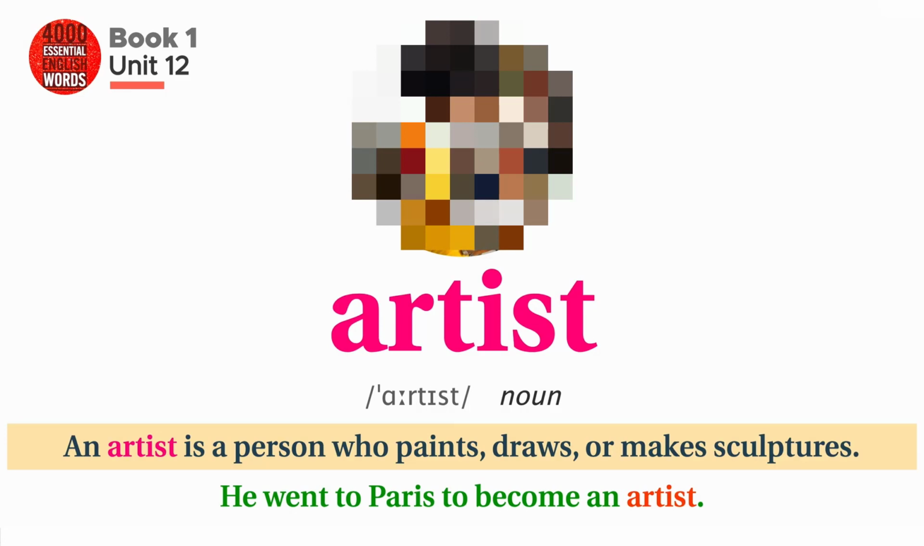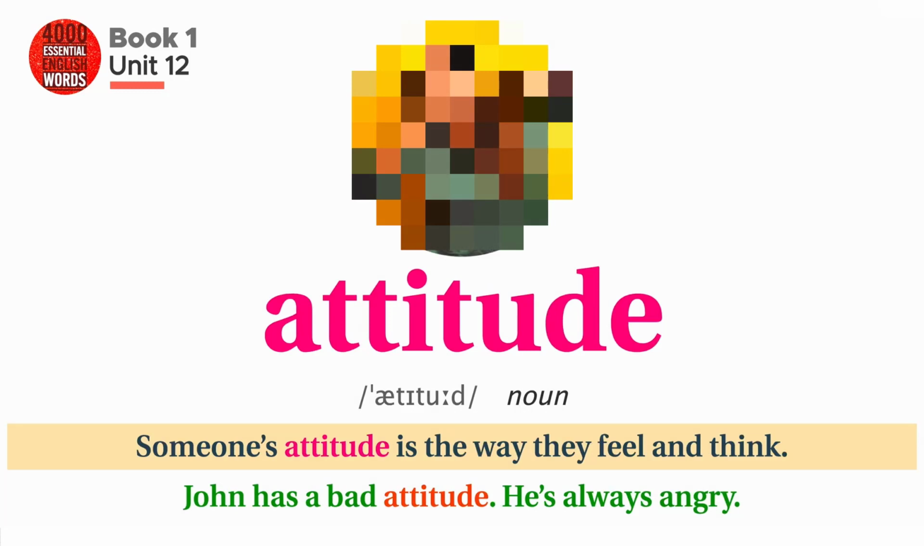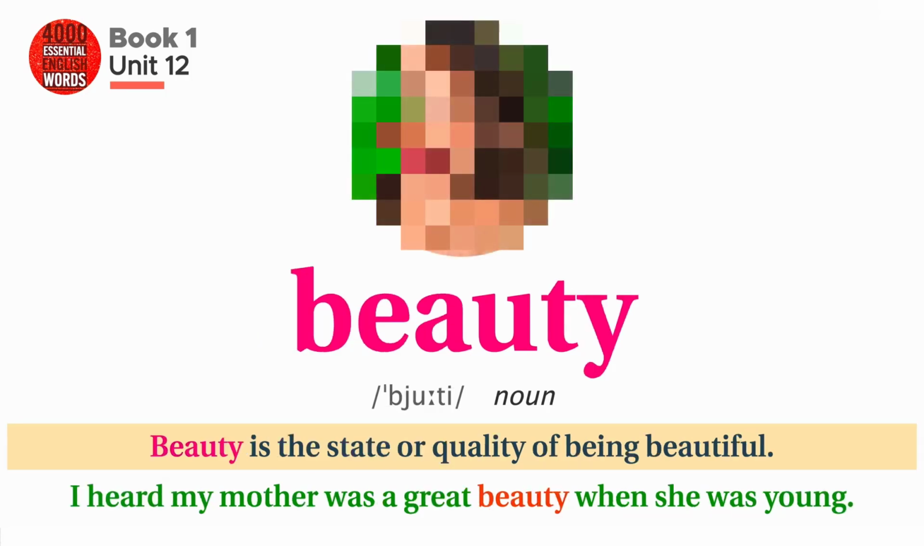Artist. An artist is a person who paints, draws, or makes sculptures. He went to Paris to become an artist. Attitude. Someone's attitude is the way they feel and think. John has a bad attitude. He's always angry. Beauty. Beauty is the state or quality of being beautiful. I heard my mother was a great beauty when she was young.